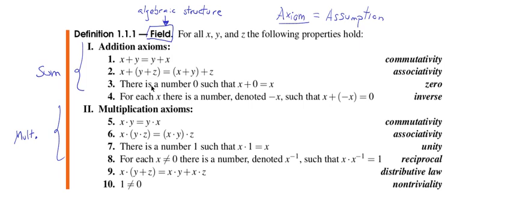Then the third property is that there is a zero. There's a number that we call zero, such that when you add it to any other number, you have the original number. x plus 0 is x. It doesn't matter what value you have for x, you have the same number. And the fourth property is that for each number x, there is what we call an inverse. For each x there is a number that we call minus x, such that x plus minus x is equal to 0. When you sum them, you get the zero element.